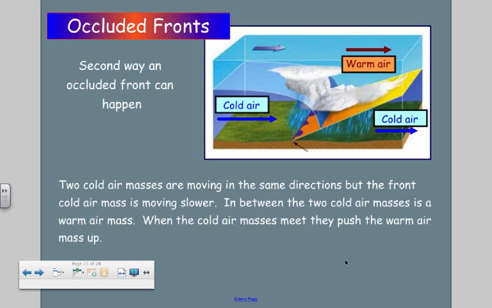The second way an occluded front can form is, again, if there's a cold air mass, warm air mass, cold air mass. But the first cold air mass, the cold air mass on the left, is traveling faster than the warm and cold air mass. So it runs into the warm and cold air. Because it's running into there, it causes the warm air to rise up off the ground.